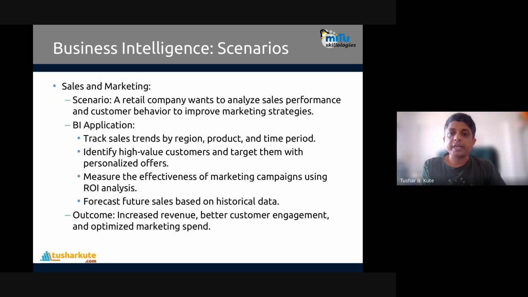So in this scenario, marketing and sales, we can apply this, but definitely we require a specific kind of data as input to the business processes. Then and only then is it possible to generate these kinds of results.